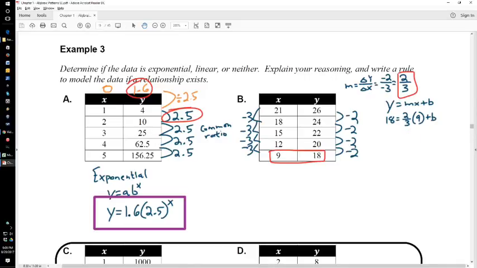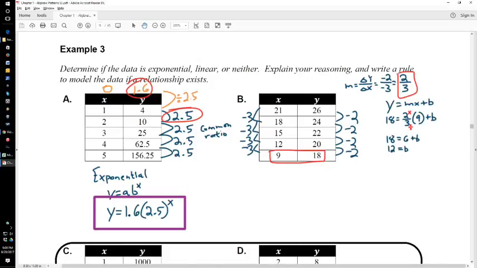From here, remember, fractions, fractions. The top part multiplies, the bottom part divides. So, 2 times 9 is 18. 18 divided by 3 is 6. So 18 equals 6 plus b. Move the 6 over, you get b equal to 12.